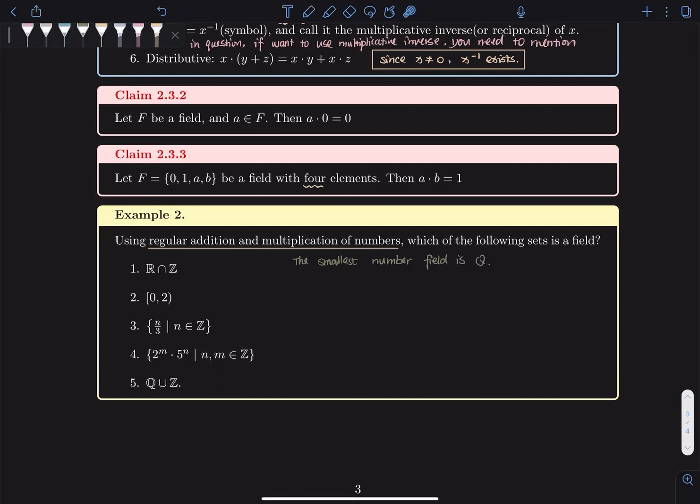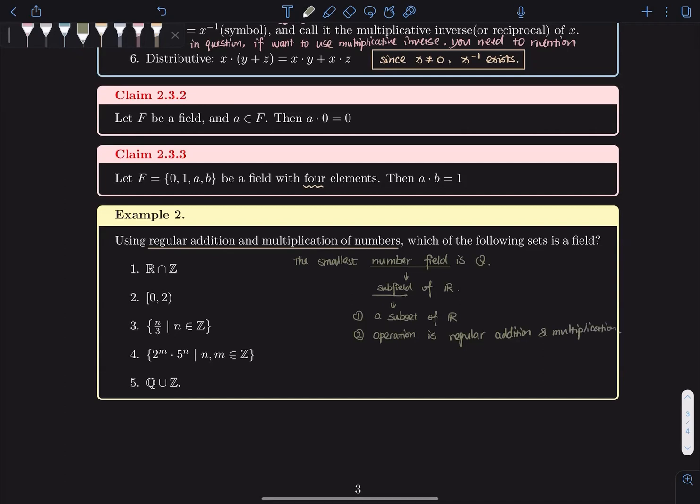What is number field? Number field means the subfield of R, of real numbers. What does subfield mean? It means it's a subset of real numbers, and the operation is the usual regular addition and multiplication. So the one you use in real numbers. Regular addition and multiplication.